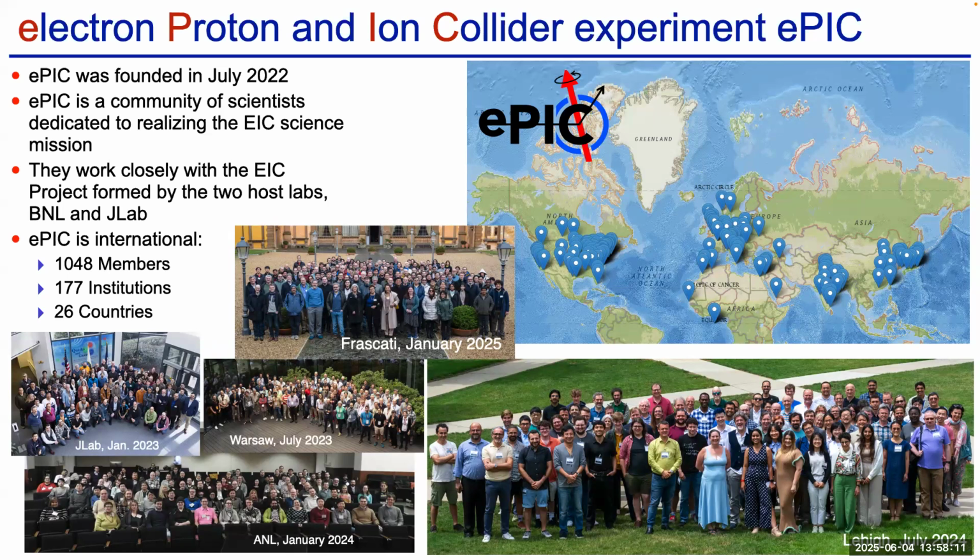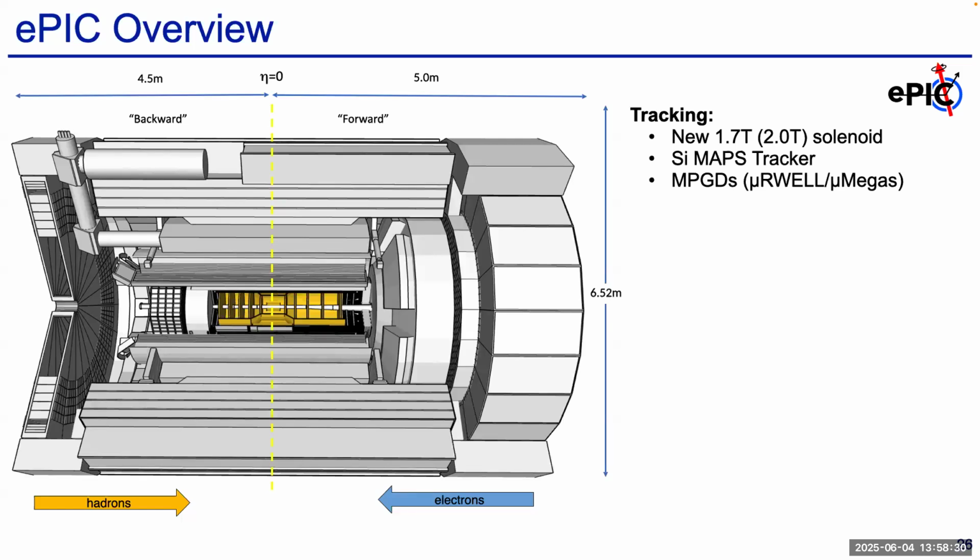We have 177 institutions, and we are from 26 countries. We are almost everywhere, even in Africa. Our last meeting was in Frascati in Rome. It was very nice, very rainy. So this is now the latest EPIC. This is the baseline of EPIC. And I want to stop here because I will continue the rest of this tomorrow.